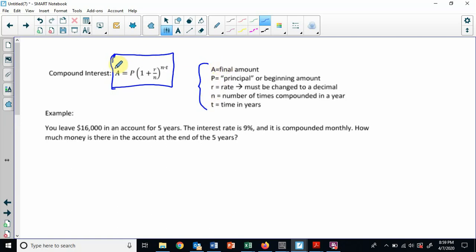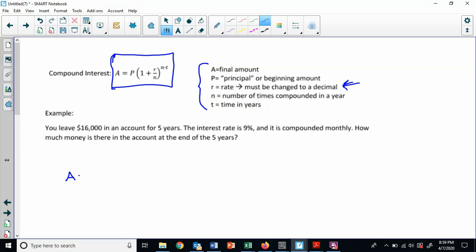Okay, A is going to be the final amount. P is the principal, but most people don't know what principal means. That's the beginning amount. R is the rate, but here's the hint. You got to change it to a decimal. N is the number of times compounded a year, and T is time in years. So let's see if we can do an example here.